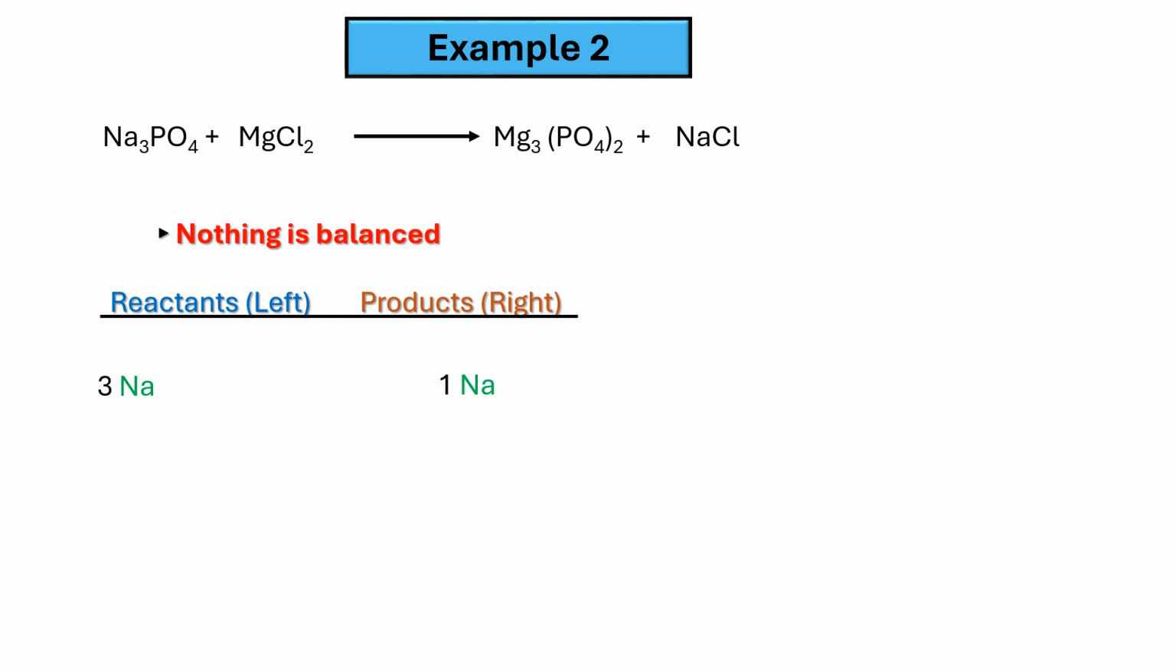Right? Why do we say that? 3 sodium on the left, 1 sodium on the right, 1 phosphate on the reactant side. We have 2 phosphate on the product side, 1 magnesium on the reactant side, 3 magnesium on the product side, 2 chloride on the left, and 1 chloride on the right. So nothing is balanced.